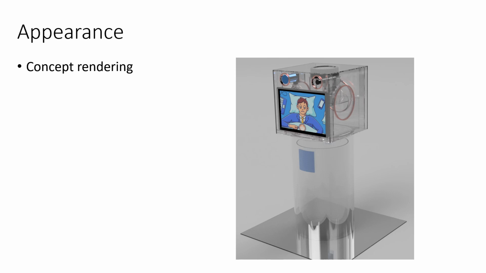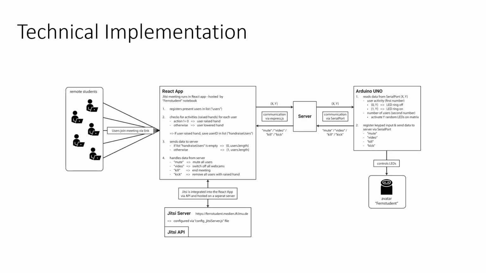This rendering shows a minimalistic prototype with all implemented features. The acrylic body was designed in a way that it has a size similar to a student if placed on a chair. And you can find the details of the technical implementation in our paper. Basically, the remote students join a Jitsi server. The avatar's features are controlled by an Arduino Uno microcontroller, and a React app mediates between these components.